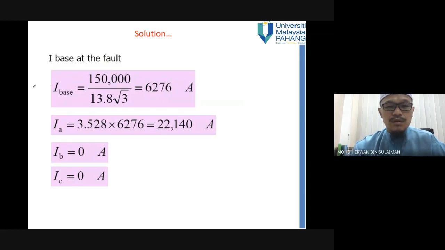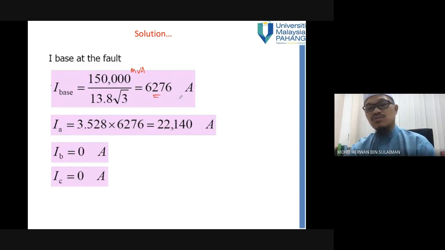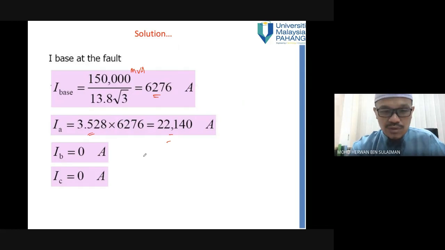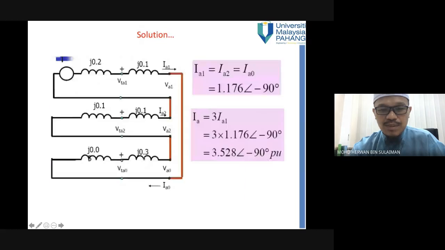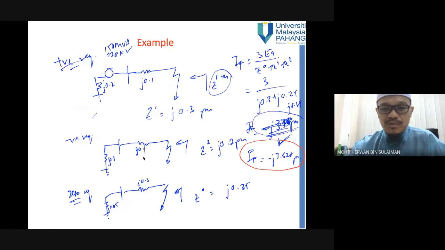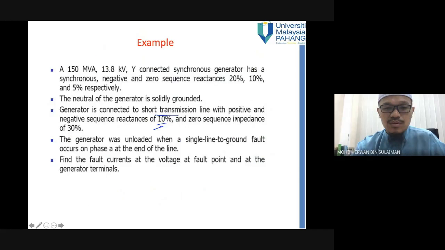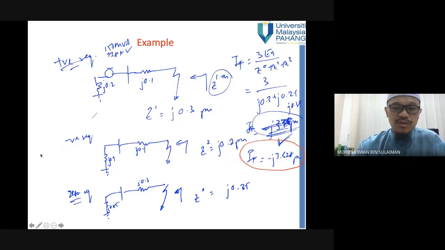I base equals your MVA divided by square root 3 times kV. So you get your I base 6276 ampere, and then you multiply by 3 to get 22,000 ampere. So for my answer, you can answer until here, it's okay. If the question asks you to find the fault current, your fault current in per unit is okay already.